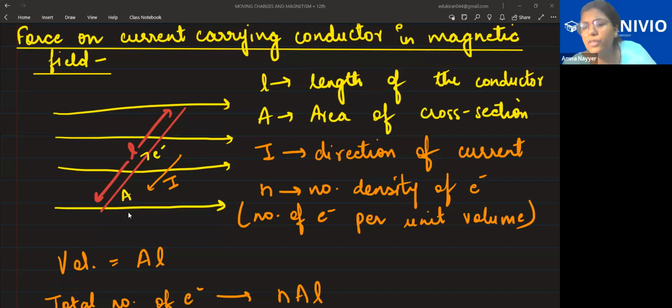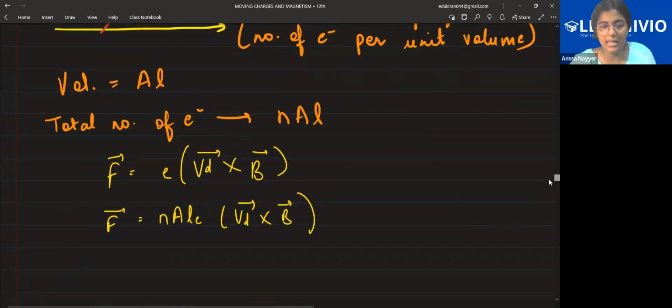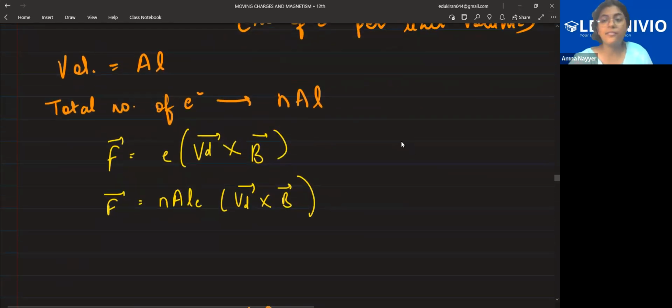Now, volume of a conductor, volume of this cylinder is what? Area multiplied by the length. So volume is area into length. If I'm referring to all the electrons, with n as the number of electrons per unit volume, meaning all the electrons associated, it will be n into AL, right? n times AL. Now force F is equal to e v_d into B.